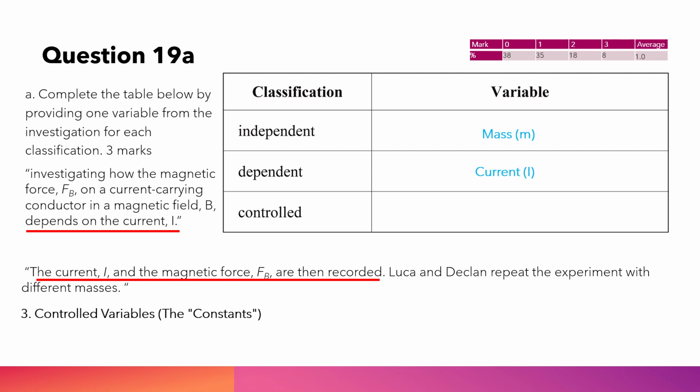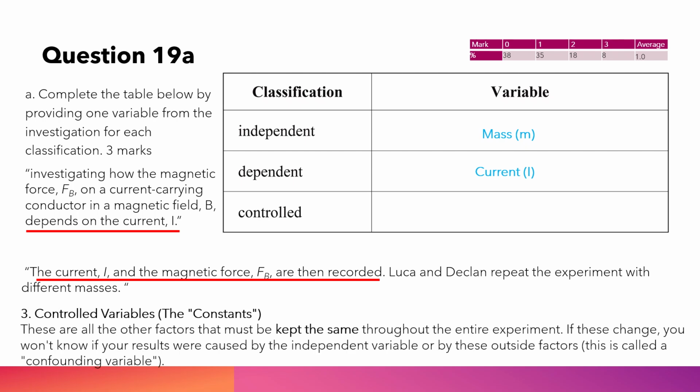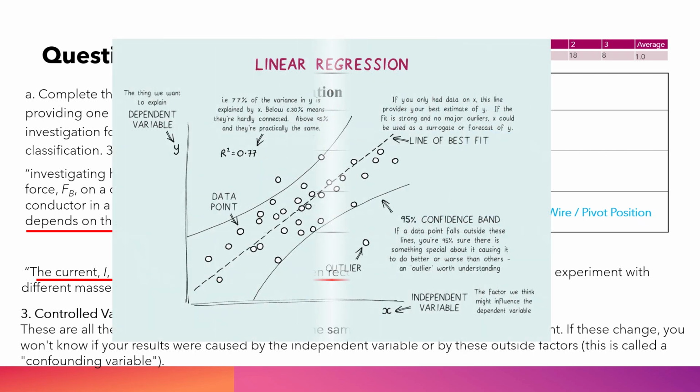3. Controlled variables, the constants. These are all the other factors that must be kept the same throughout the entire experiment. If these change, you won't know if your results were caused by the independent variable or by these outside factors. This is called a confounding variable. In your experiment: magnetic field, B, the strength of the solenoid's field must remain constant; length of wire, L, the segment of the wire, QR, inside the field must stay the same length; pivot position, the balance point must not move.